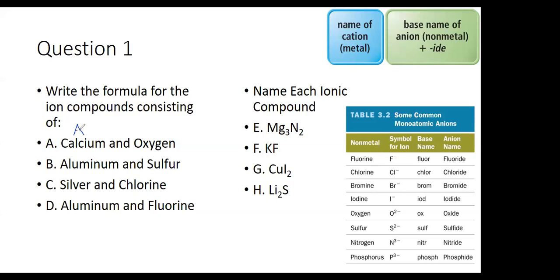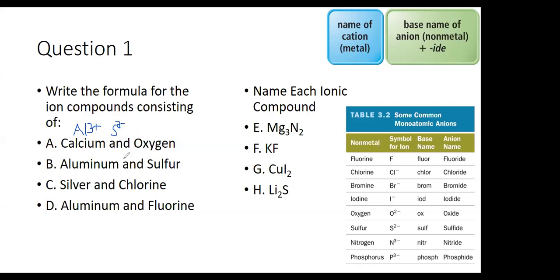Aluminum. If we look at aluminum, aluminum's a weird element, and it's just kind of a memorization thing, but aluminum has a +3 charge when it forms an ion. Sulfur is right below oxygen, and so sulfur is going to have the same charge as oxygen because they're in the same column. So sulfur will form a -2 charge. So that's a 2 minus.